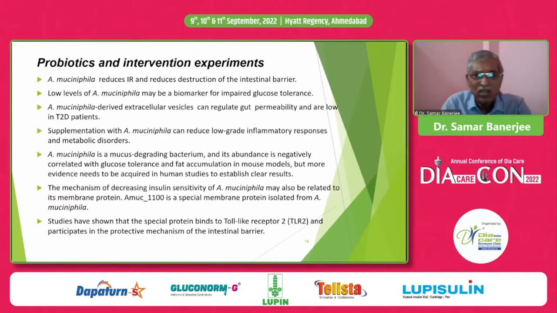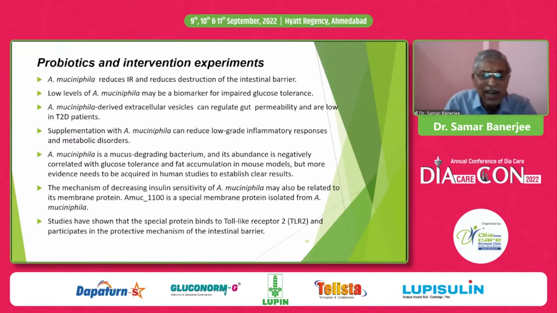Akkermansia reduces insulin resistance and reduces destruction of the intestinal barrier. Low levels of Akkermansia may be a biomarker for impaired glucose tolerance. So more Akkermansia means better glucose control. Akkermansia-derived extracellular vesicles can regulate gut permeability in type 2 diabetic patients. Supplementation of them can reduce low-grade inflammatory response and metabolic dysfunction.